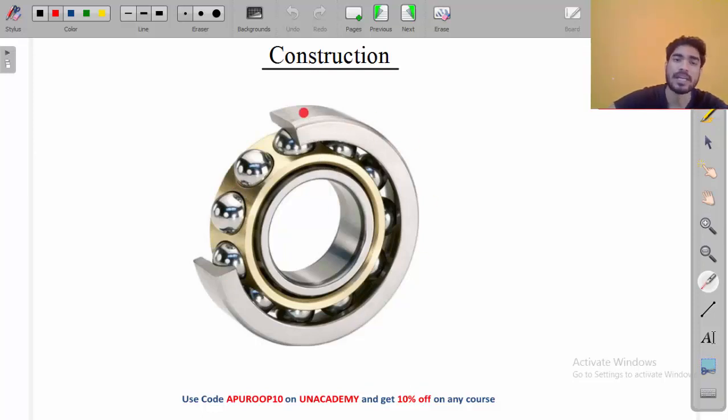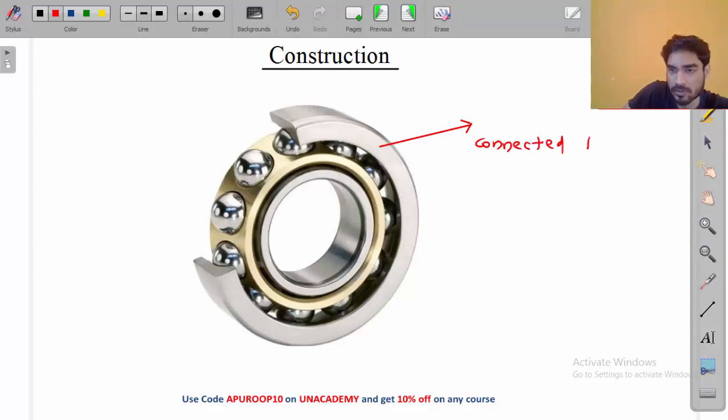This is an outer ring. There is a ring of metal outside. This outer ring is connected to the fixed support. Whatever support is there, it is connected to that. It is known as the outer race. And this is the inner ring. Look at this.